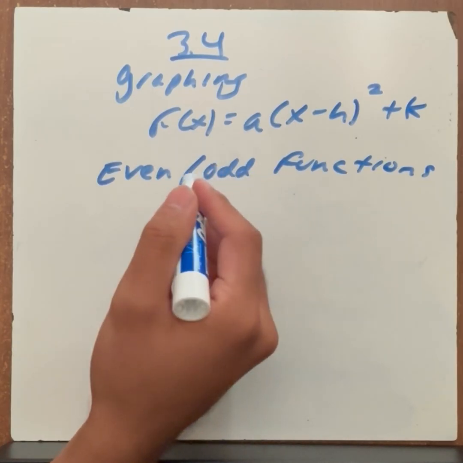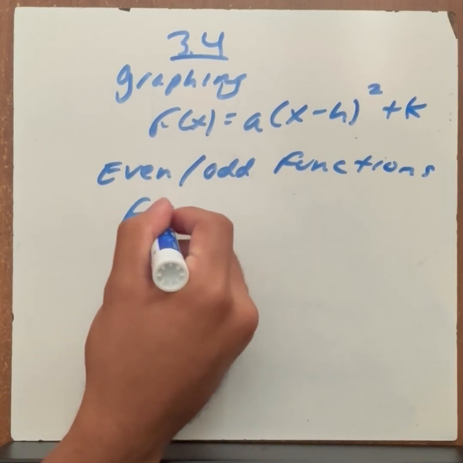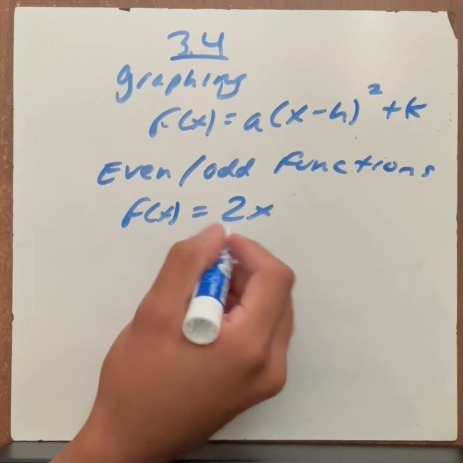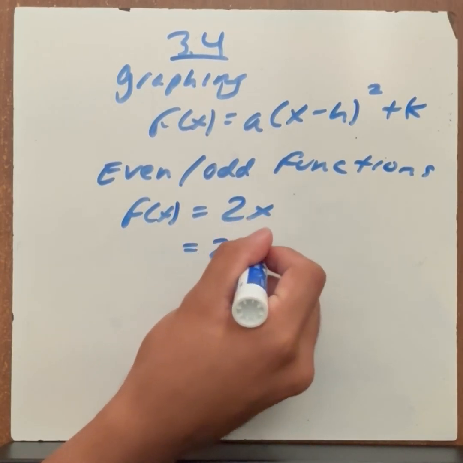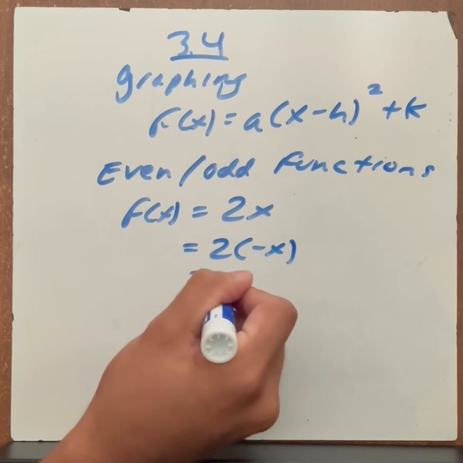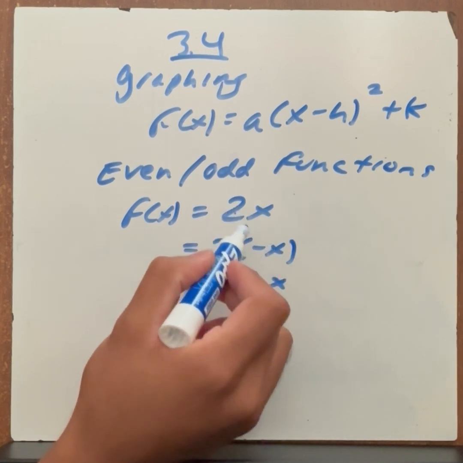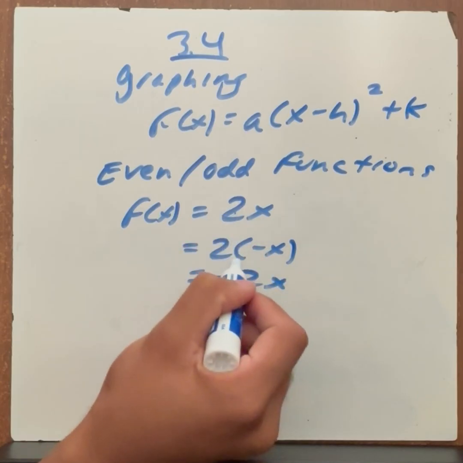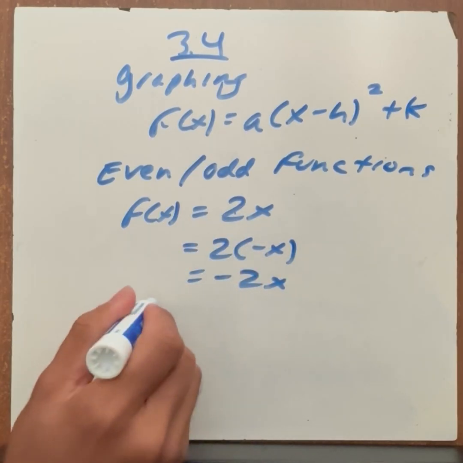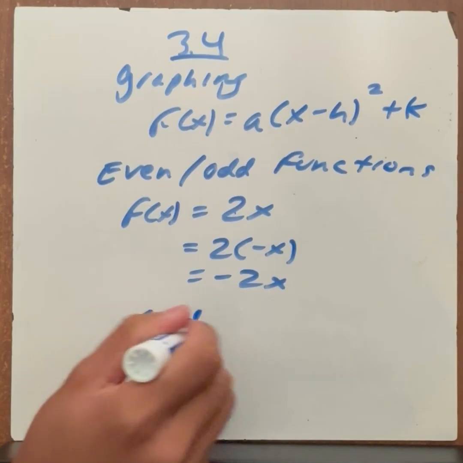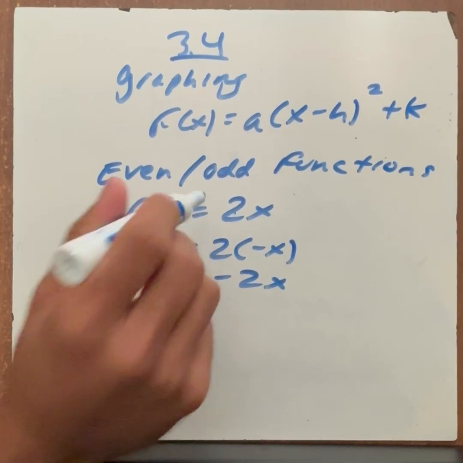So let's go and take a look at that. f of x equals 2x. If we were to plug in negative x for our x here, we get negative 2x. All of the signs changed, and there was only one term, so the signs changed. When the signs change for all the terms we have, we call that an odd function. So this right here is an example of an odd function.